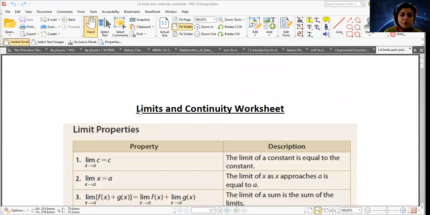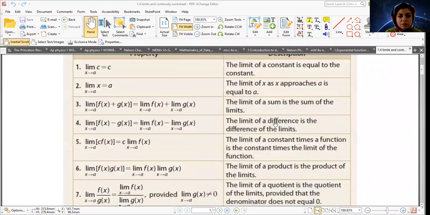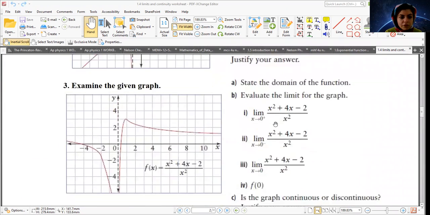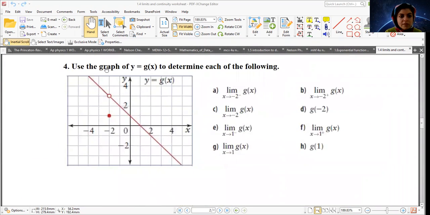So this is the 1.4 limit and continuity worksheet. We're doing question number 4. Use the graph of y equals g(x) to determine each of the following. The limit of g(x) when x goes to -2.